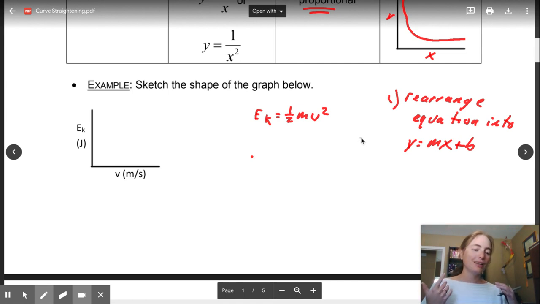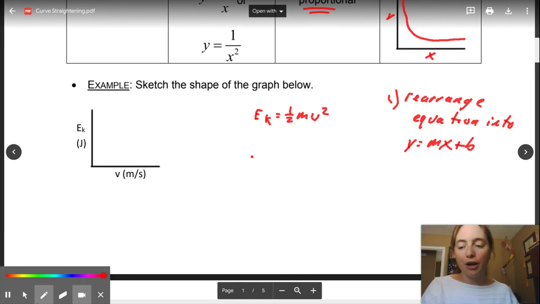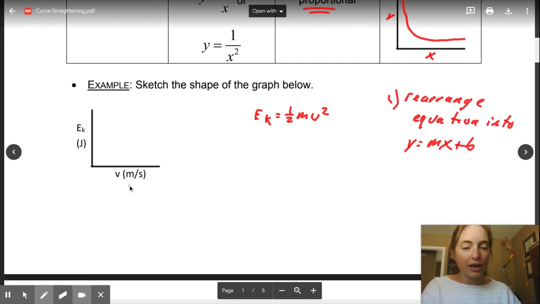We're going to get into that more a little bit later when we do our curve straightening, about exactly what y, mx, and b are. But for now, we just need to recognize that EK is on your y-axis and v is on your x-axis. So this is y, that is x. That means the 1/2 m, which is in the same position as the m multiplied here, is going to be your slope.